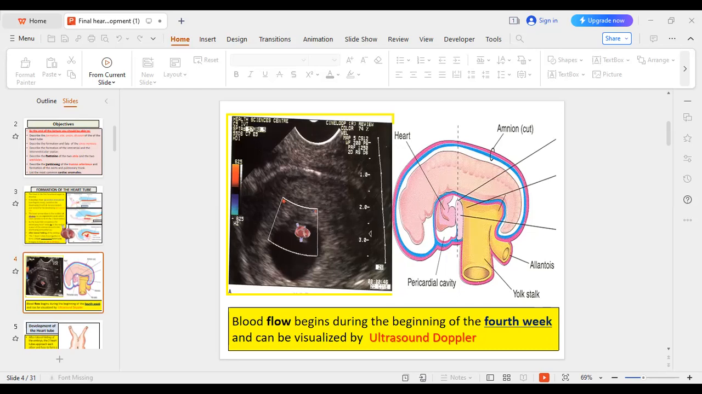So the septum primum forms the floor of the fossa ovalis, and the septum secundum forms the margin of the fossa ovalis, which is called the limbus ovalis. So the septum secundum forms the margins, whereas the septum primum forms the floor of the fossa ovalis. That one is very important when you're doing a pediatric echocardiogram.